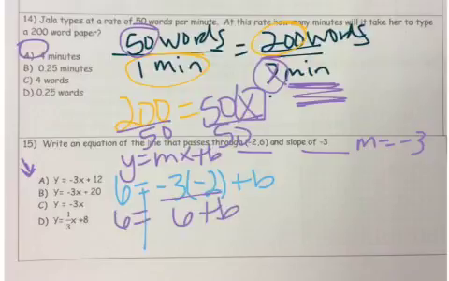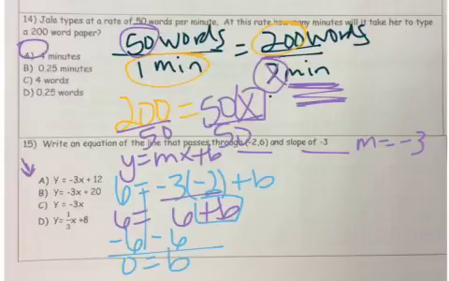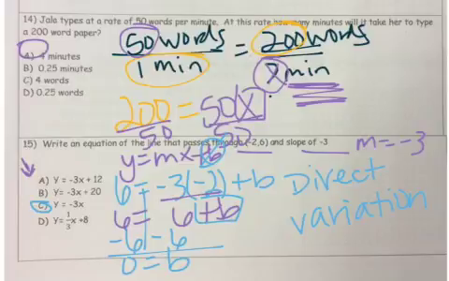I need to get b by itself, so I need a minus 6 on both sides. This is 0. Oh, that's interesting. So the y-intercept is 0. So what is the answer? What is the only one that has a y-intercept of 0? C. C has a y-intercept of 0. The b is 0, which means it's not there. I just want to remind you that that is an example of direct variation, because direct variation is when the y-intercept is 0.